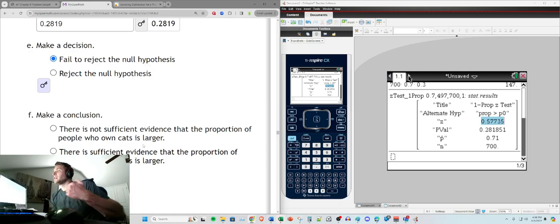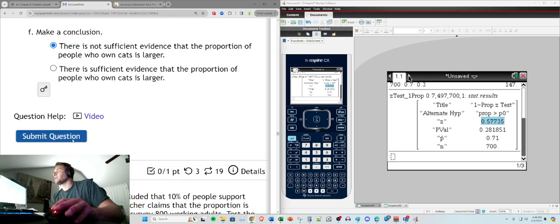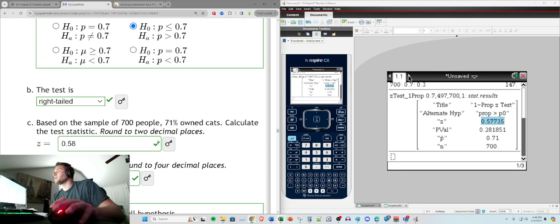Then what's the other option? There is not sufficient evidence that the proportion of people who own cats is larger. So that's why we would pick that. So I could submit, and I got all my parts right.